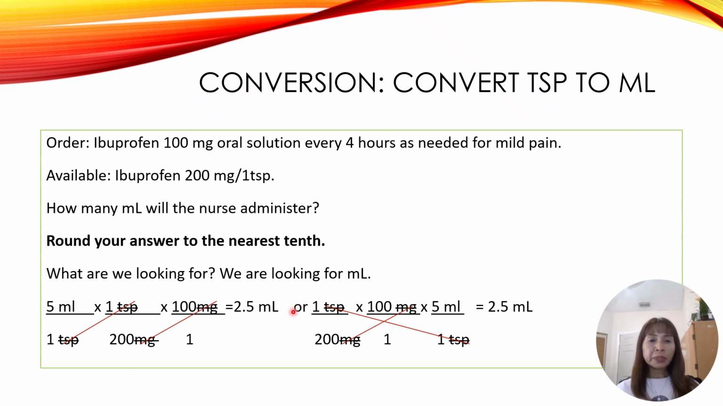So the other way of doing it is you can also start with the teaspoon. So 1 teaspoon has 200 milligrams. Now we are going to cancel milligrams. The next thing I will do is put what the doctor ordered on top so I can cancel the milligrams. So I'm going to put 100 milligrams, cancel the milligrams. And now I'm going to convert teaspoon to ml. We know that 1 teaspoon has 5 ml, so now we have to put 5 ml over 1 teaspoon. The next thing is we are going to multiply. So 100 times 5 divided by 200 is going to give us 2.5 ml.